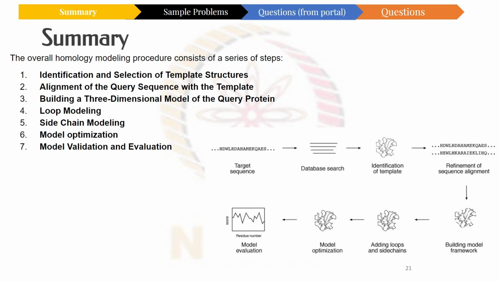Then we have model validation and evaluation. After the 3D model of the protein is built, it is essential to validate and evaluate its quality to ensure that it is biologically relevant and can be used for further studies. This involves comparing the model to the real experimental 3D structures and using various evaluation methods to assess the model's stereochemistry, physical properties, knowledge-based parameters, and other criteria.